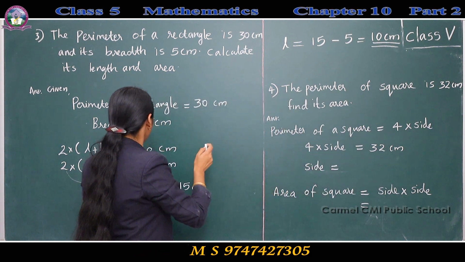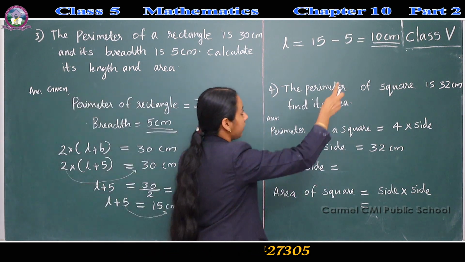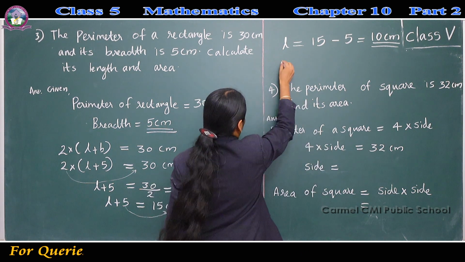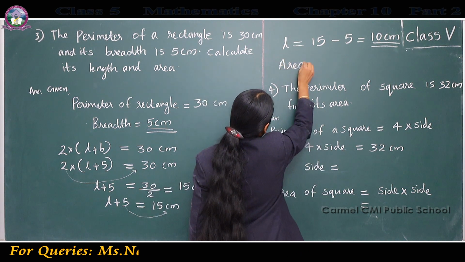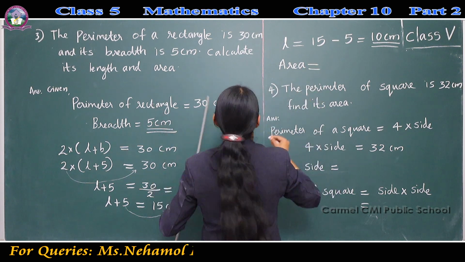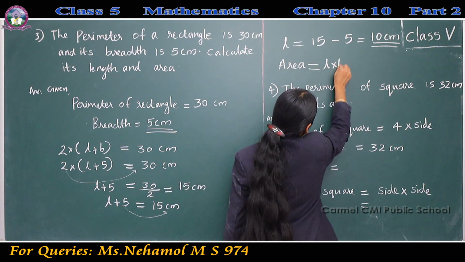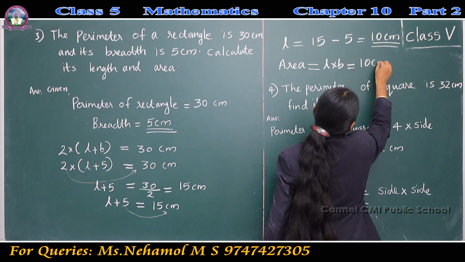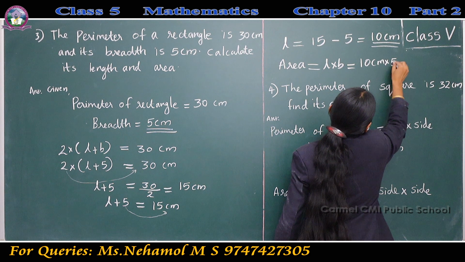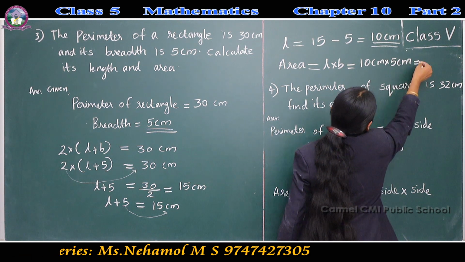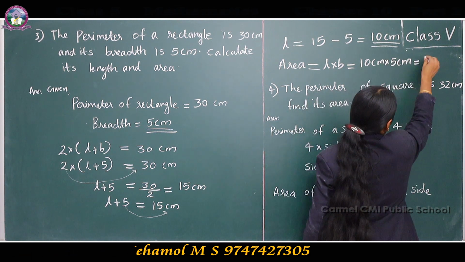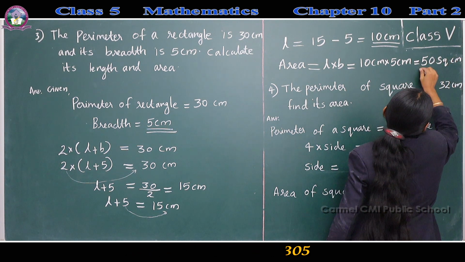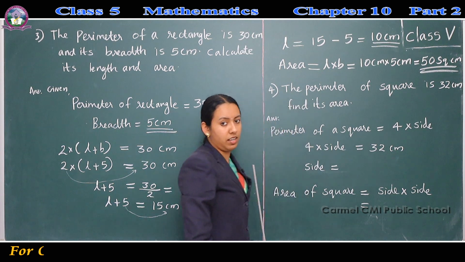So, now we have breadth and length. Then, what is the question? Area. Find area. Area is equal to length into breadth, that is equal to 10 centimeter into 5 centimeter, which is equal to 10 5s are 50 square centimeter. That is the answer.